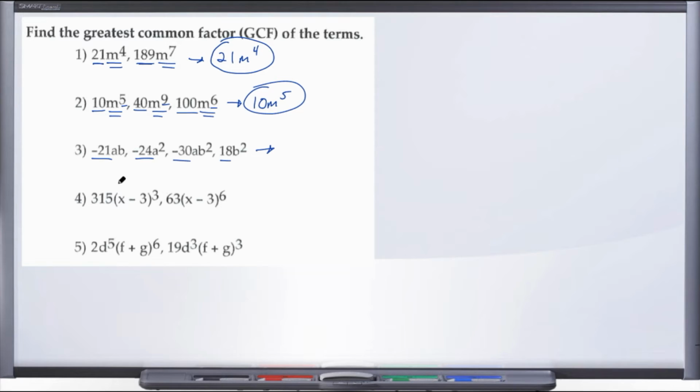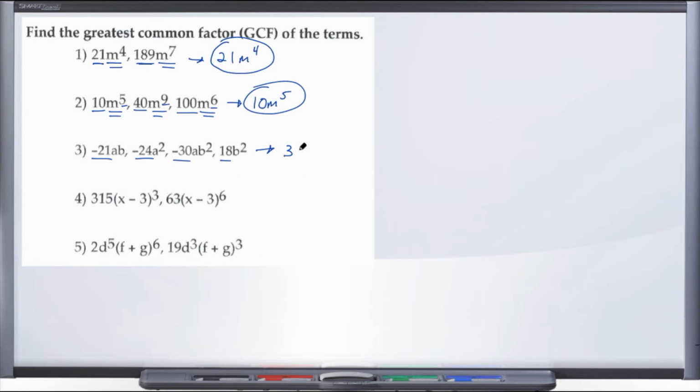How about 3? Well, let's see. 3 goes into 21 7 times. 3 goes into 24 8 times. 3 goes into 30 10 times. And 3 goes into 18 6 times. So I think we found our number. Let's take out a 3. Now, we could have taken out a negative 3 if this was a negative 18, because then each of these numbers would be negative, and we could have pulled out a negative 3. But because our 18 here is positive, let's just take out a positive 3.